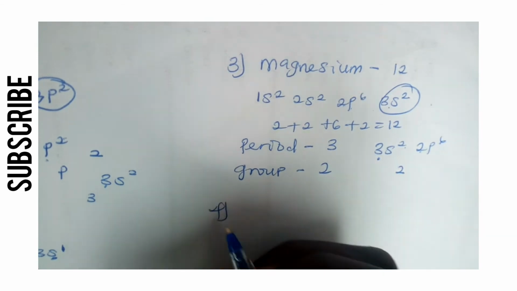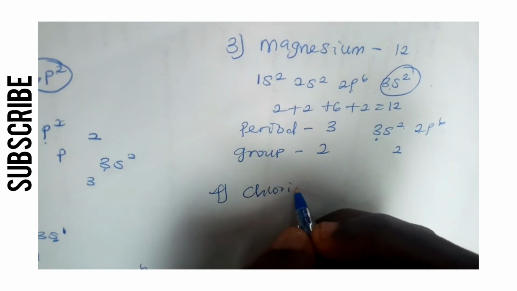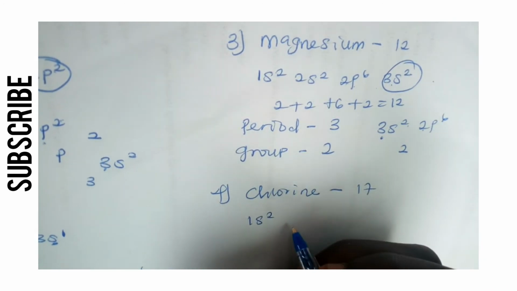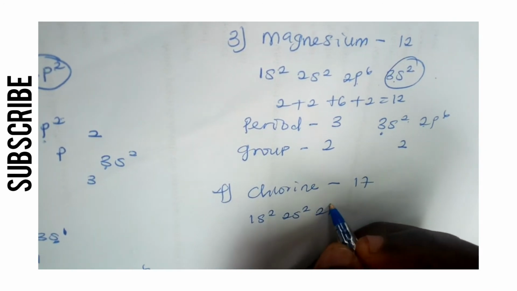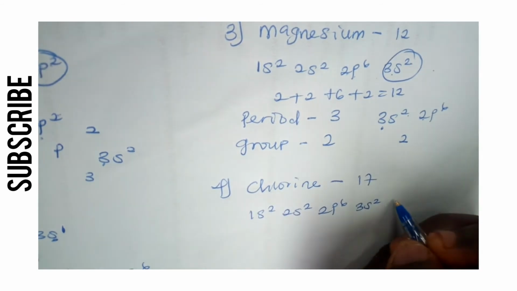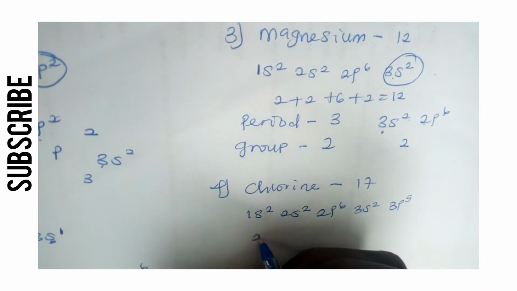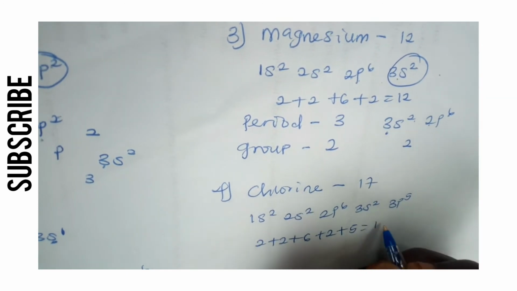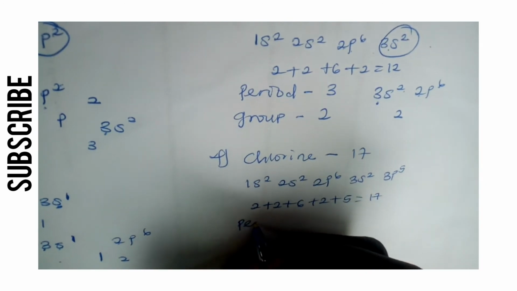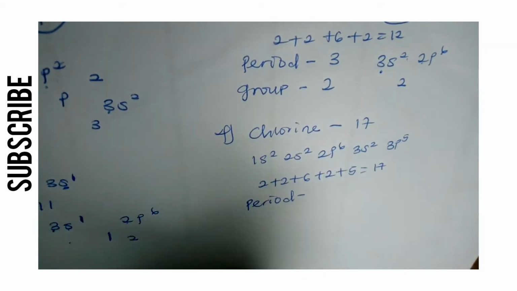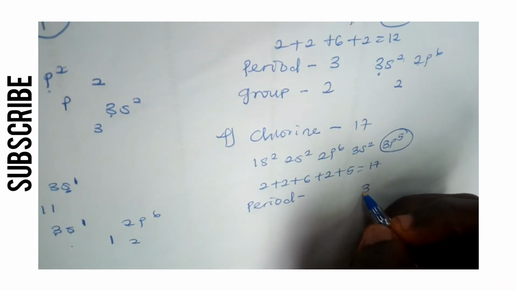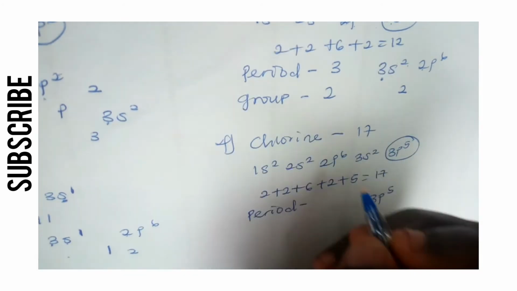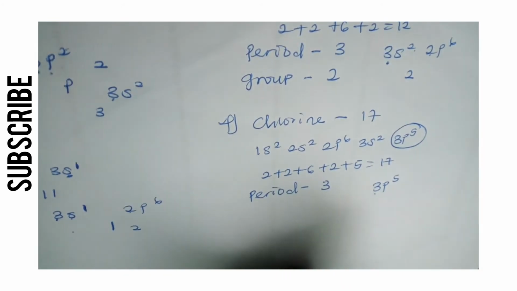The fourth example, chlorine. It has an atomic number of 17. Therefore, 1s2, 2s2, 2p6, 3s2, and 3p5, where 2 plus 2 plus 6 plus 2 plus 5 is equal to 17. To get the period chlorine belongs to in the periodic table, we have to take a look at the last orbital here, 3p5. The coefficient of the alphabet is 3. Therefore, chlorine belongs to period 3 in the periodic table.